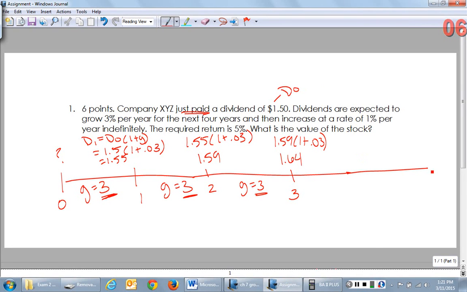From time period 3 to time period 4, our growth rate is still 3%. So we have 1.64 times 1 plus our 3% growth rate to give us 1.69. After time period 4, the growth rate becomes a constant 1%. So we need to calculate the dividend at one period past where the growth rate becomes constant. So we have 1.69, our last dividend paid, times 1 plus 1% to give us $1.71.